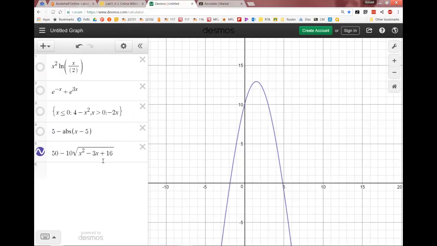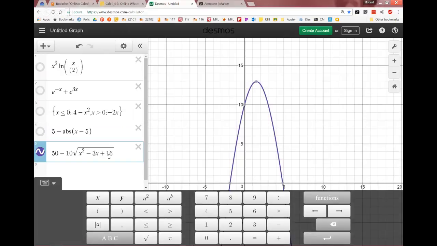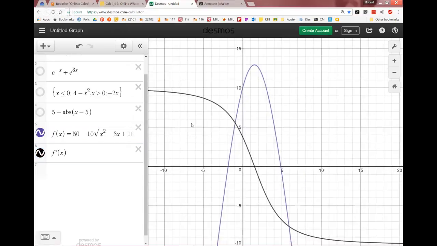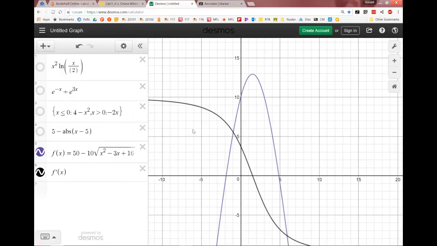All right, now I should have done this. You can set it equal to f of x, and then let's see. Can we just do f prime of x? I'm trying to remember. Yep. So there's the derivative, and now I've put them on the same screen. Okay, you can see how this.